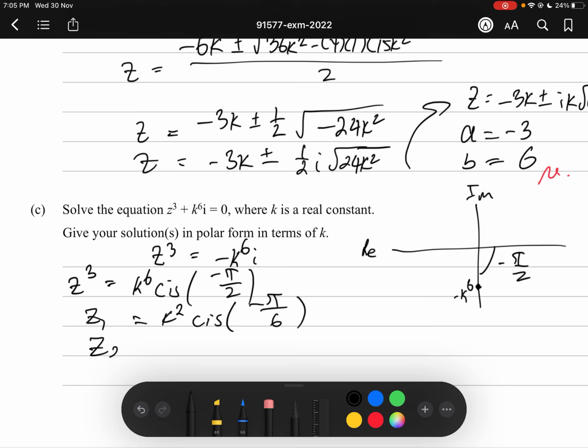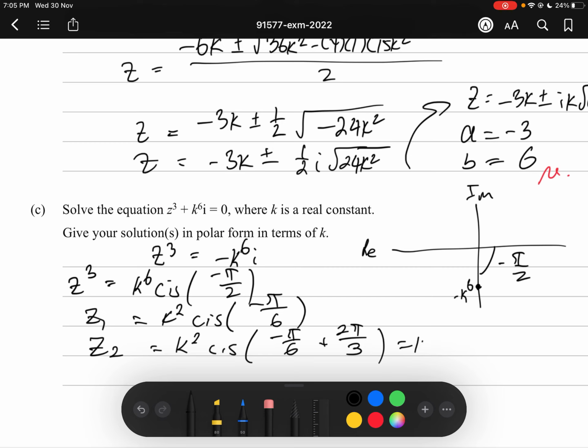Our second solution is z2 equals k squared cis of negative pi over 6 plus 2 pi over 3. The reason it's 2 pi over 3 is because we have 3 solutions for this equation. Because it's a third degree polynomial, we're going to have 3 solutions. A full circle is 2 pi radians, so each of the solutions will be located at an angle of 2 pi over 3 away from each other, a third of the circle. If it was z to the power of 5, each solution would be spaced 2 pi over 5 away from each other. But since it's z to the power of 3, each time we're just adding 2 pi over 3 to the angle to find our next solution.